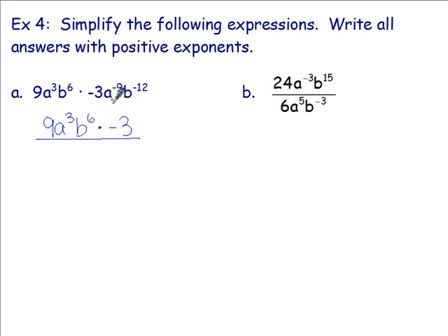Is the A after him happy? No. That's a negative exponent. So we're going to move the A to the bottom and make him happy. Is this B happy? No. He's also going to move to the bottom and become happy. So everybody's happy now. Third question, is there like terms?